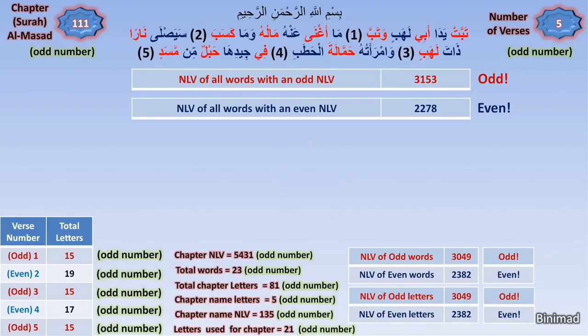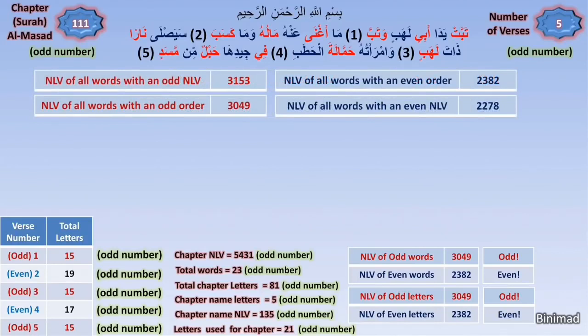We realize that when we take 3,153, i.e. the total for all words with odd numerical letter values, and subtract 3,049, i.e. the numerical value of all odd words, we get 104. Amazingly, we again get this relationship when we take 2,382, i.e. the numerical value of all even words, and subtract 2,278, i.e. the total for all words with even numerical letter values, which again is 104. This again is astonishing. But why 104?